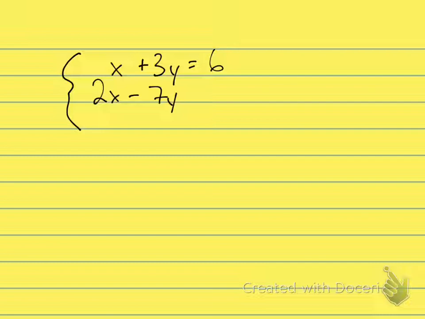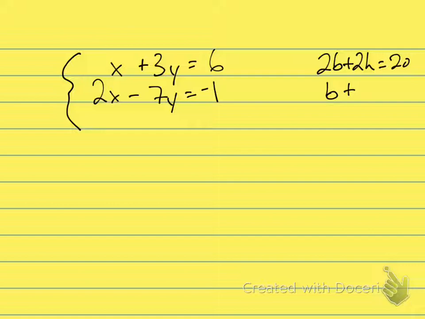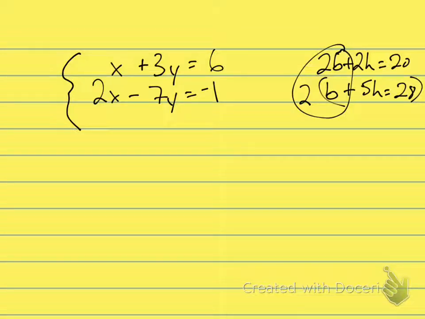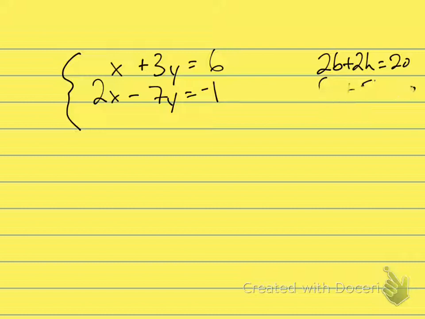If you think back to the other day, I had that situation with 2 burgers and 2 hot dogs for a total, and then a burger and 5 hot dogs for a total. We doubled this so that we could get something to cancel. If we got the same number of burgers, the difference would be in hot dogs. Same kind of idea as the burgers and hot dogs question.